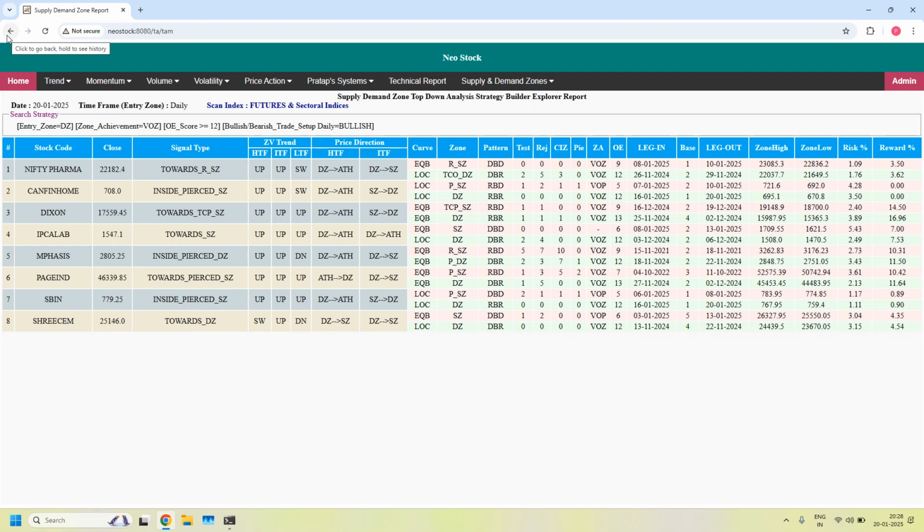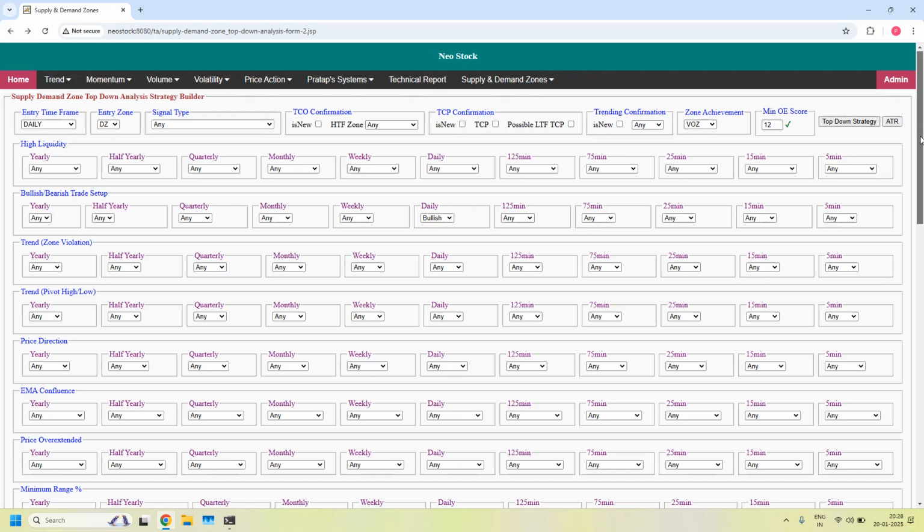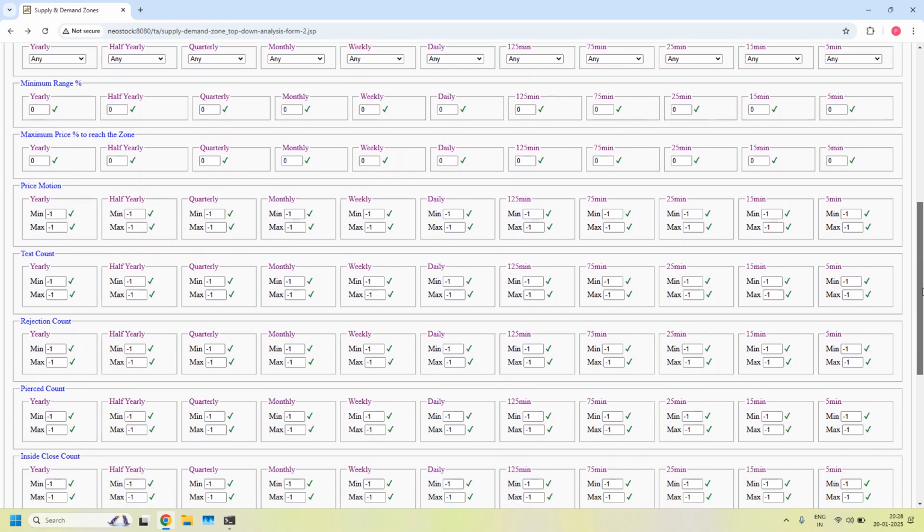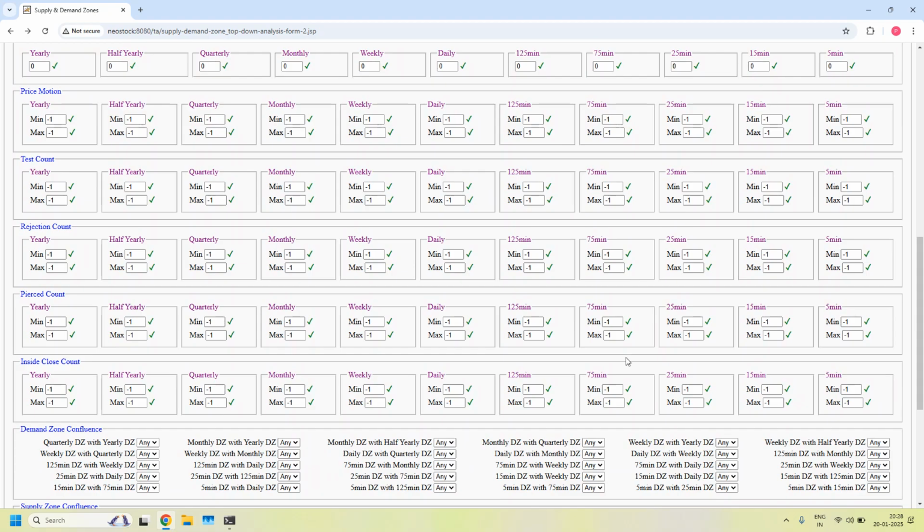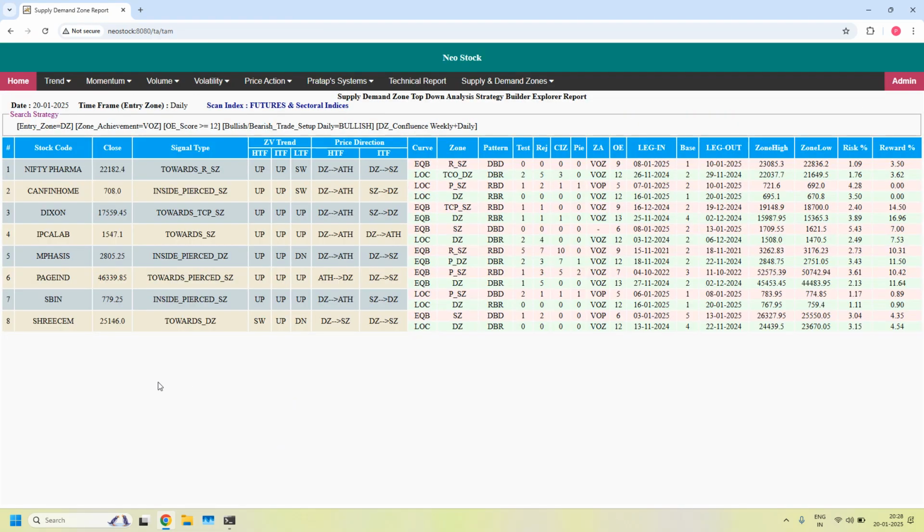Out of these 8 daily demand zones, we can find high probability zones based on the zone confluence. Let's verify. First filter in zone confluence, LTF, ITF demand zone confluence. That is a daily demand zone with weekly demand zone confluence. With this filter, out of 8 stocks, we got all 8. That means all these daily demand zones are part of the weekly demand zone, and weekly trend is up in all these stocks.